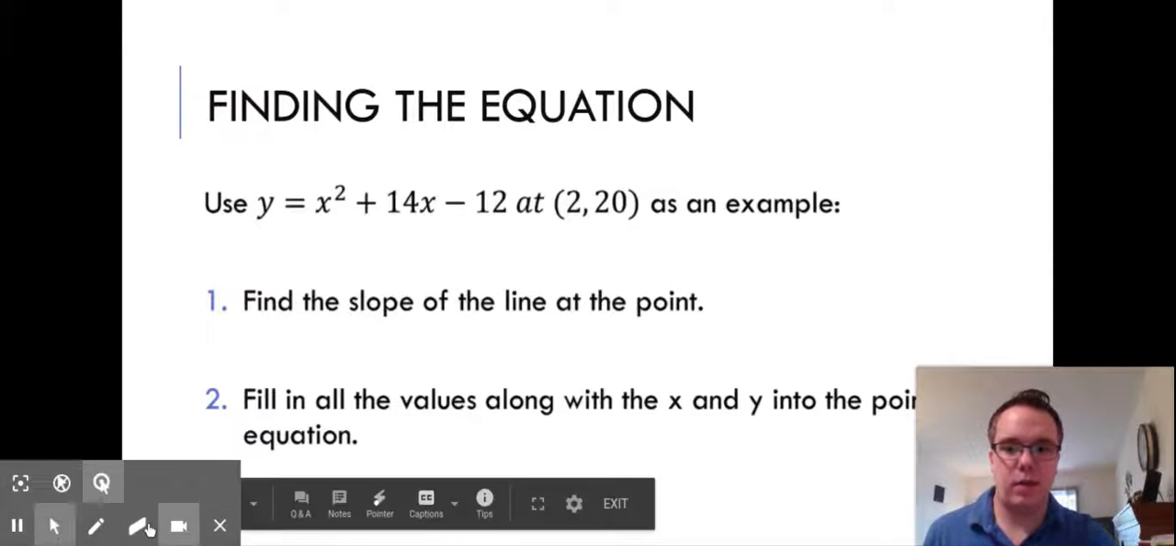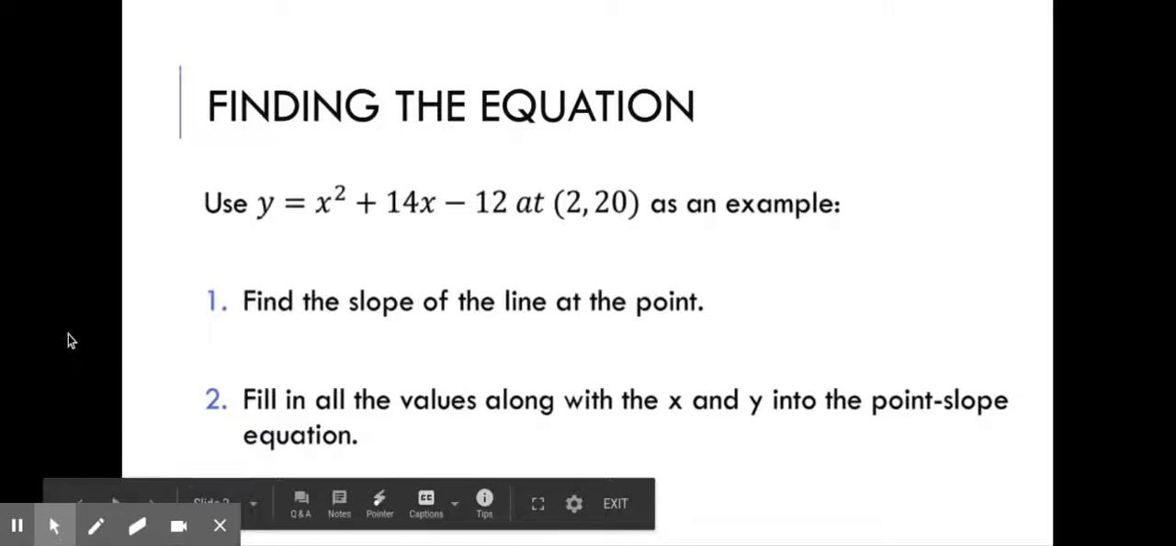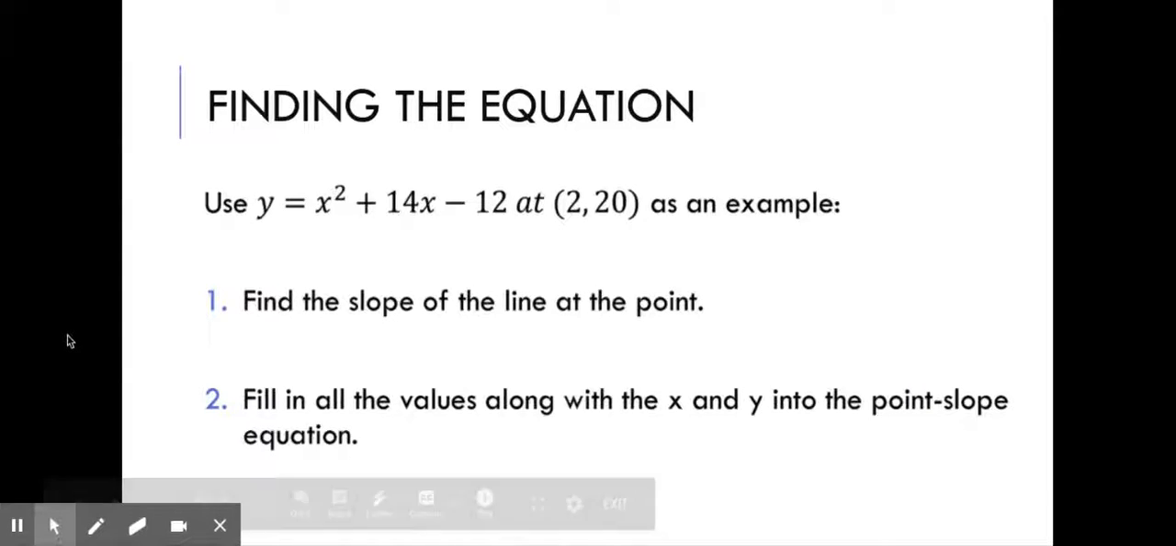All right, so here are the steps we're going to use. I'm going to pause for a second just so you can write this in your notebook, and then I will go through it. So on the next slide, we're actually going to do this example of y equals x squared plus 4x minus 12 at (2, 20). But first, we're just going to go through the steps. So the steps, we're going to find the slope using our limit definition from last time. And then we're going to fill in our point and our slope into point slope form to make our equation of our line.